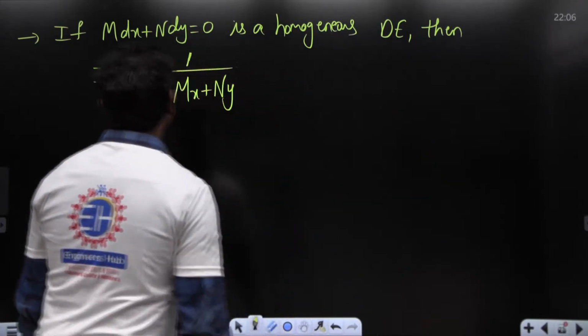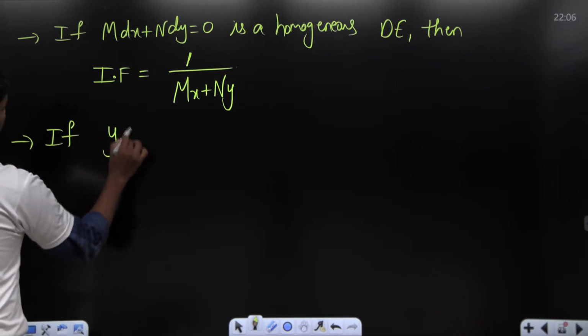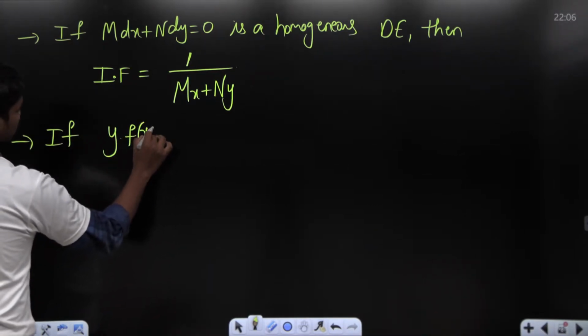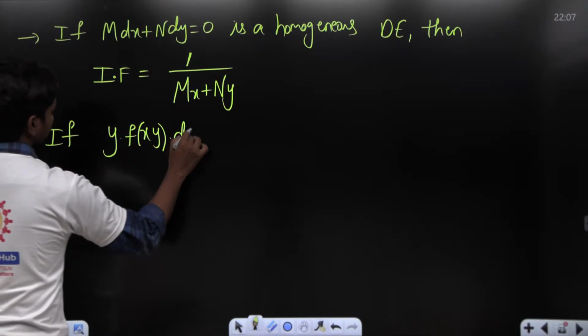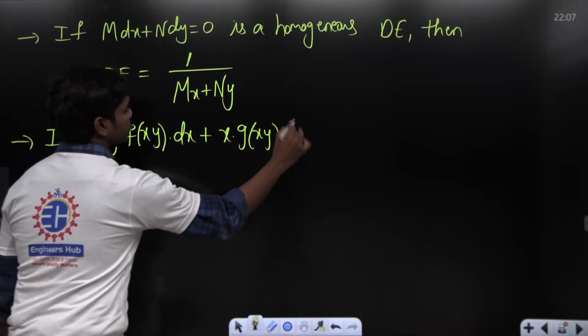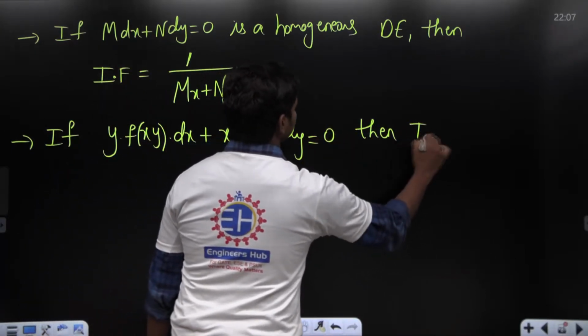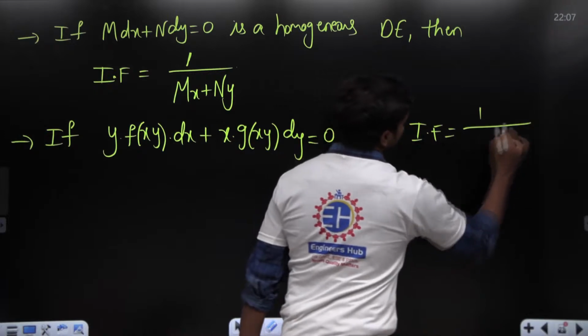Next, there will be some functions where you have y into some function in terms of xy into dx plus x into some other function in terms of xy into dy equal to 0. Then the integrating factor is 1 by Mx minus Ny.